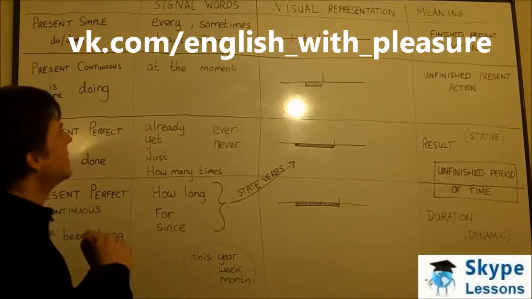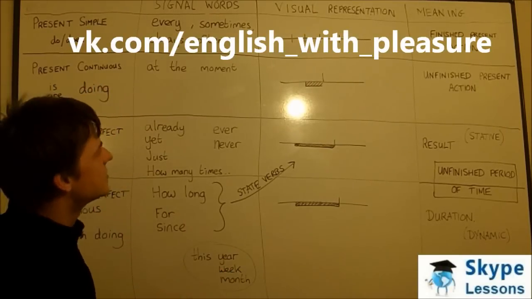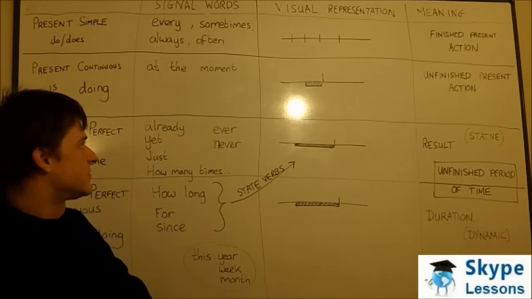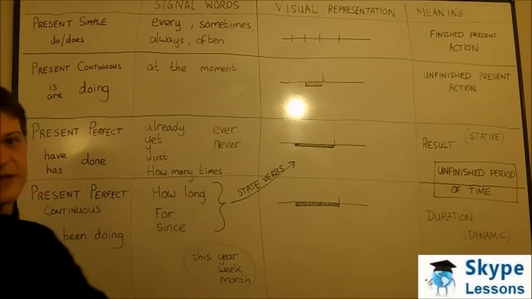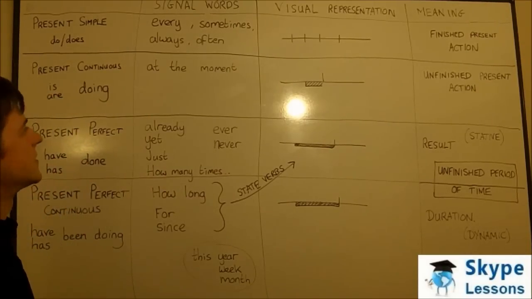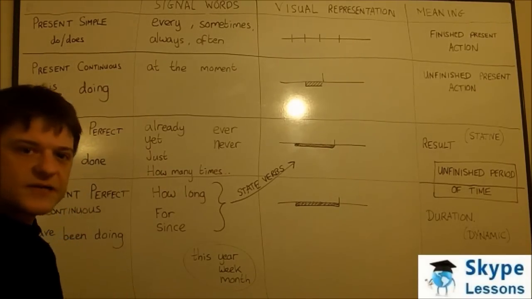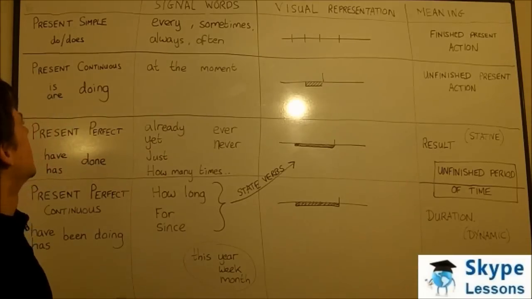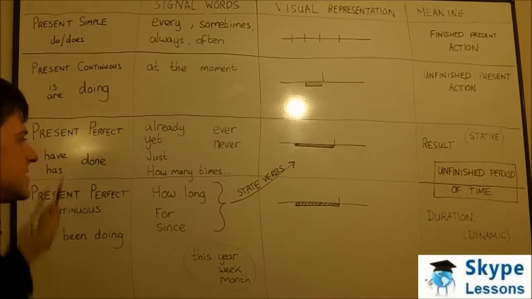Okay, so let's continue from where we finished in the fourth lesson, which was the last lesson. If you haven't seen any of the other lessons, you might want to watch them first. Today's lesson will be about past tenses, all of them. The last lesson was about all the present tenses.